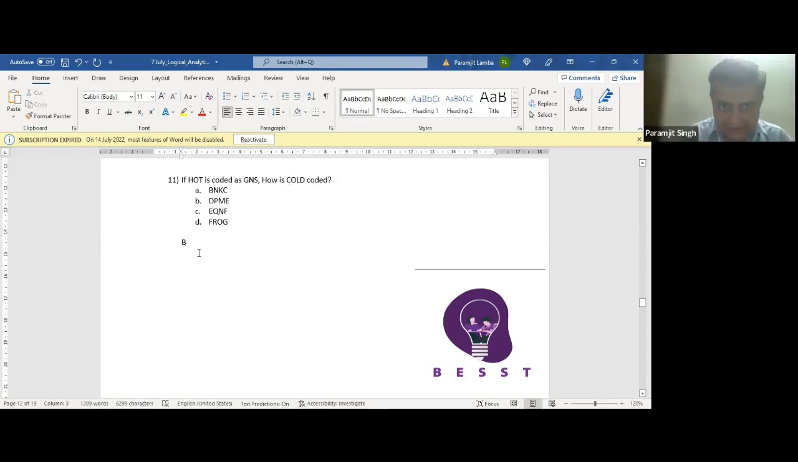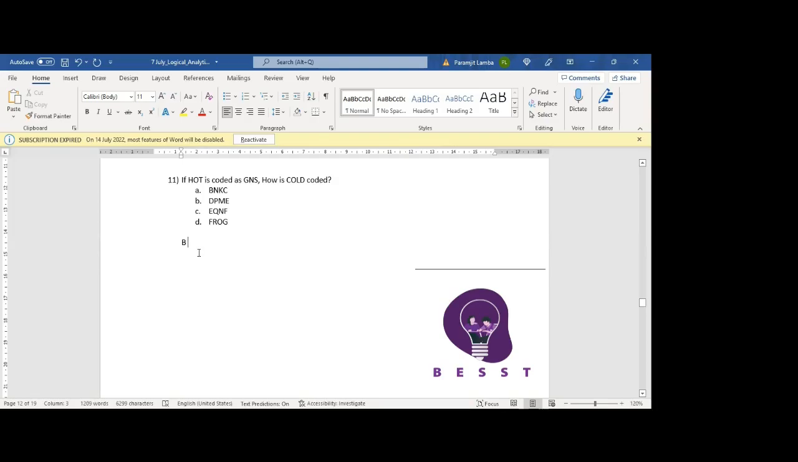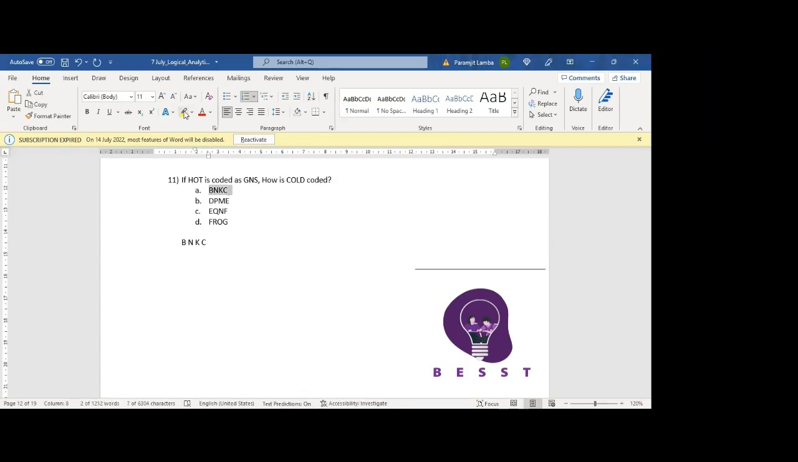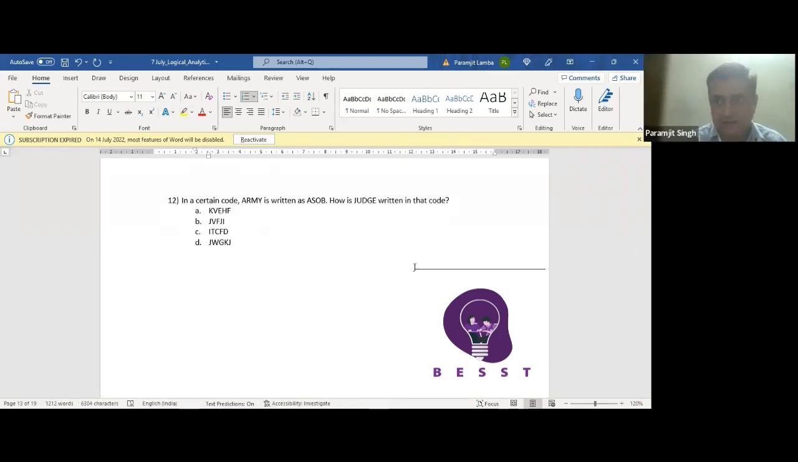Okay. Next. Sir, before O is N. Right. Before L is K. Right. And before D is C. Right. So option A is correct. Excellent. Prakash, moving on to the next question. If in a certain code, army is written as ASOB, how is judge written in that code?